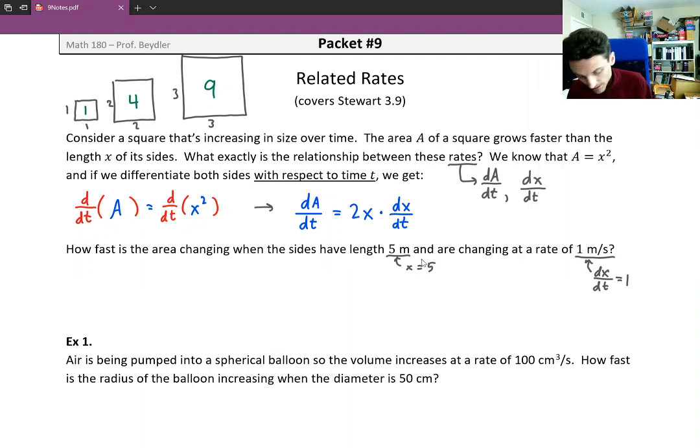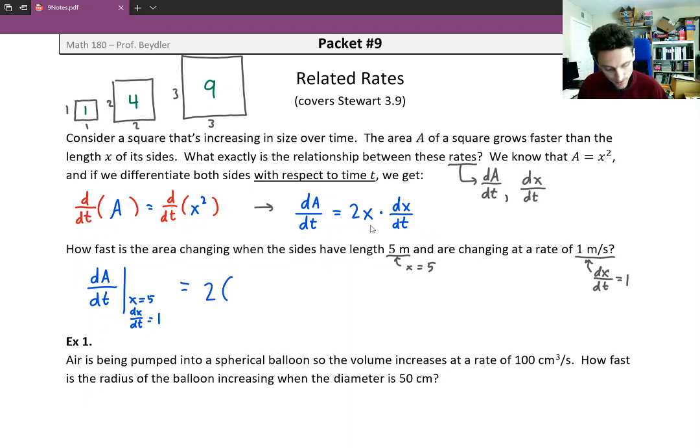So we can use that relationship to find that out because we just take it and plug in x equals 5 and dx/dt equals 1. And you get 2 times, following the 2x dx/dt, we have 2 times x, which is 5, times dx/dt, which is 1, and we get 10.